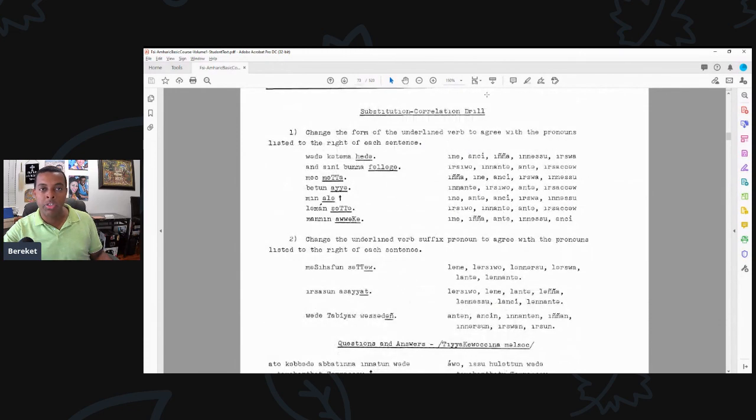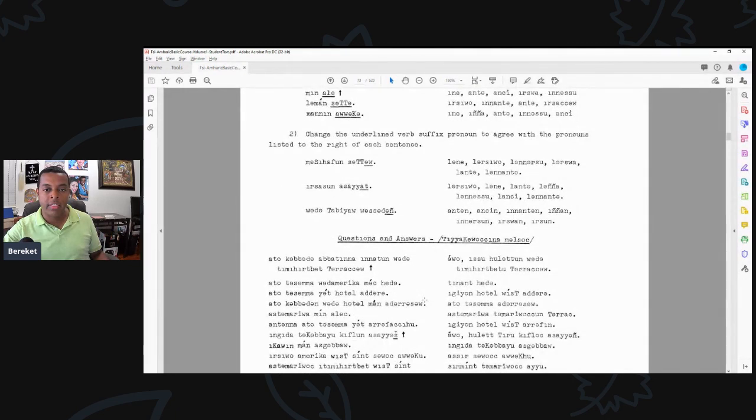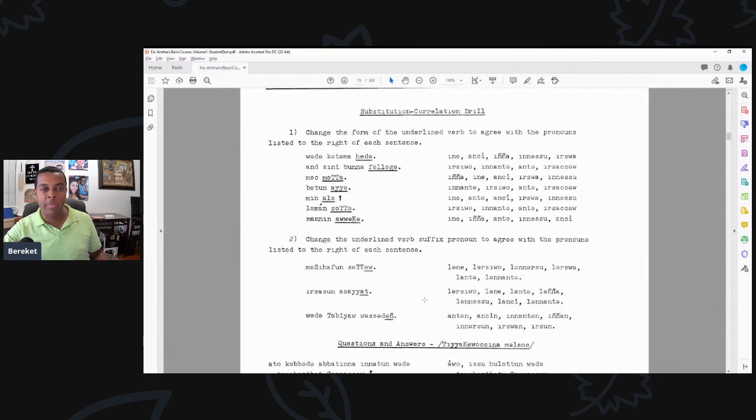You get to the substitution correlation drills. I think this is a little bit different, where you sub in the different pronouns and then change the verb in order to agree with that. So that adds a little twist there, rather than just repeating what you're seeing. And that's a nice little practice to help you master the conjugations and the forms. So with that, that rounds it all out, and then we'll head over into Unit 6.